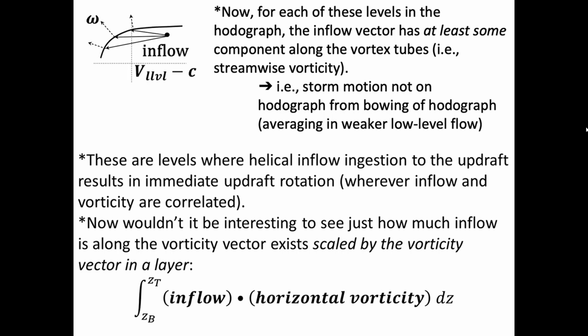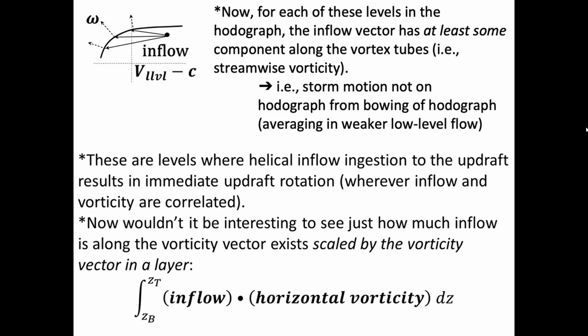So in this particular case, where we see the component of the inflow along our vorticity vectors, or vortex tubes, we see that there are levels where their helical inflow ingestion to the updraft will result in immediate updraft rotation. Well, there's some component of the vorticity that's crosswise. There's also a component of the vorticity that is along the inflow for each of these points on the hodograph.